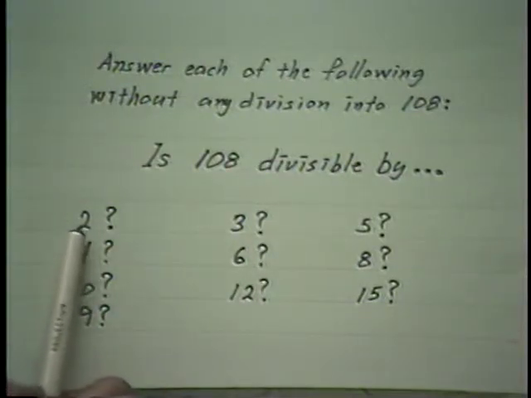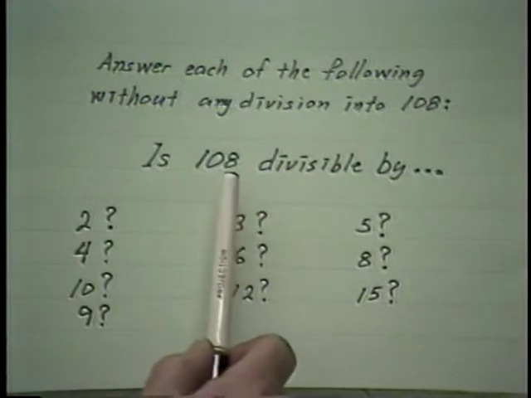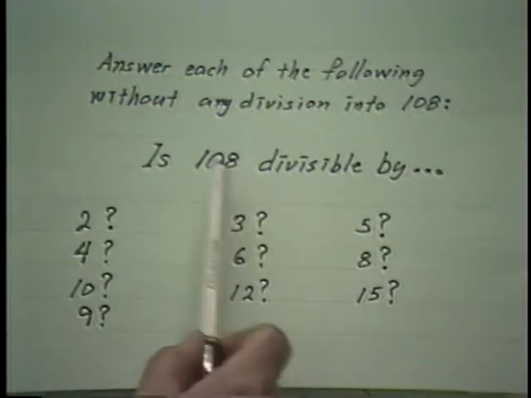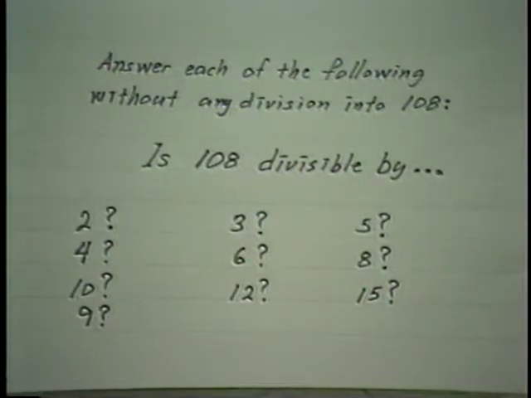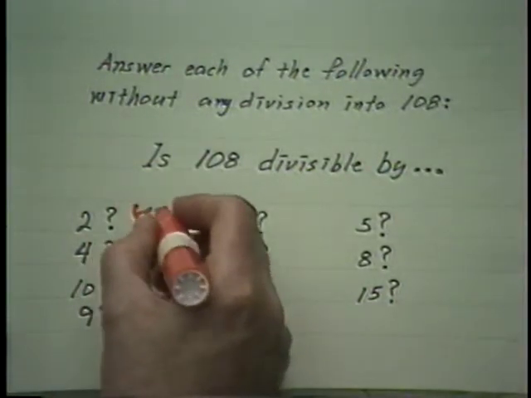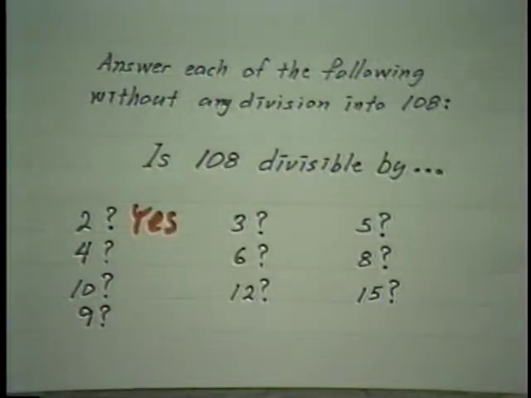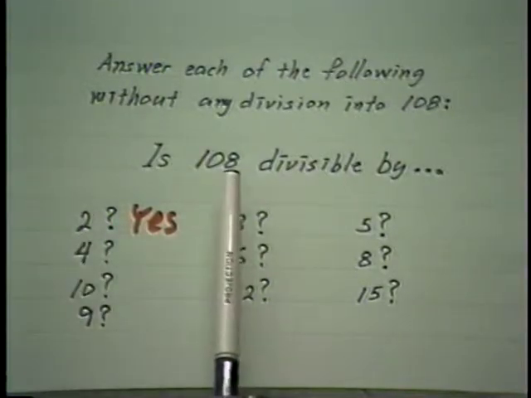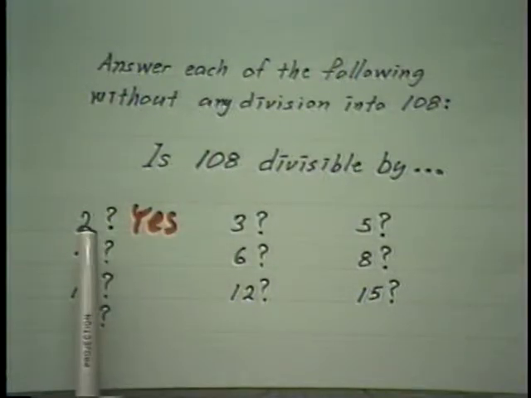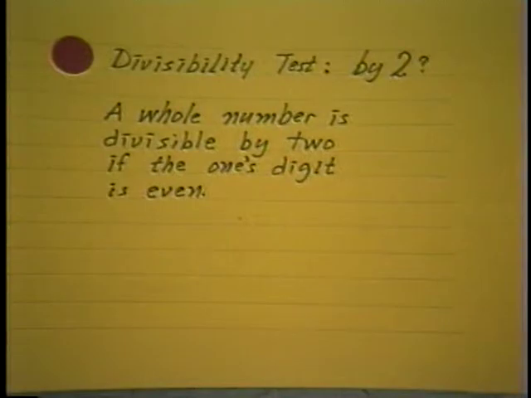The one for 2 you already know. You simply look at the ones digit and ask, is it even? In this case, it is, so the answer is yes. 2 will divide evenly. That we call a divisibility test. And the divisibility test for 2 was if the ones digit is even, it's divisible by 2. That's what this lesson is about, to give you a series of simple divisibility tests for various easy numbers. And we've just had one already.